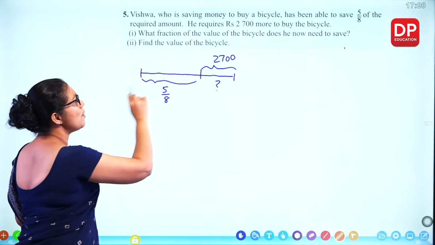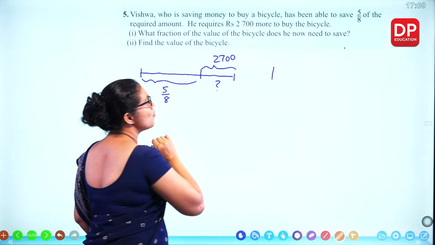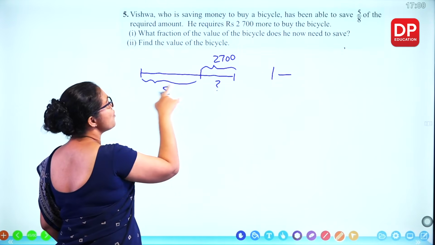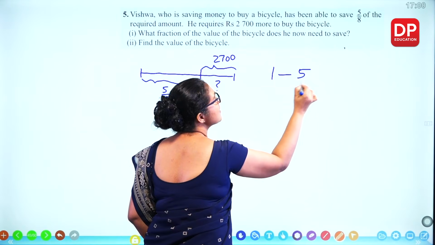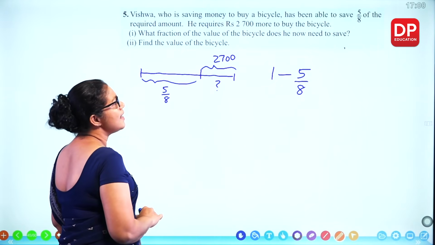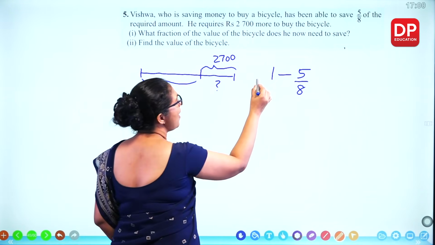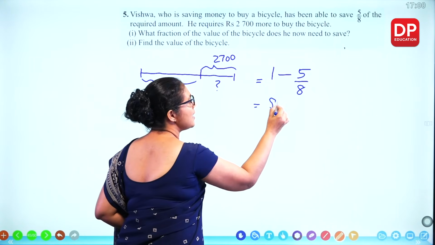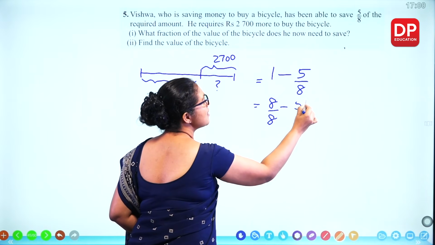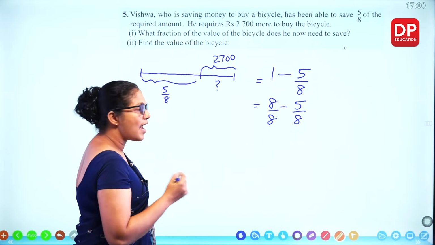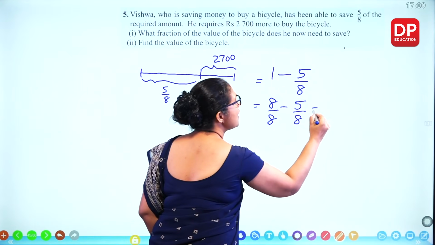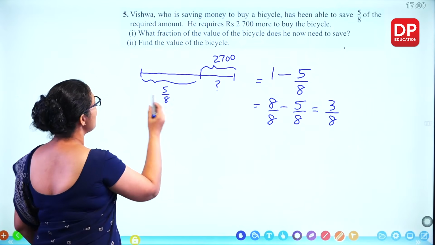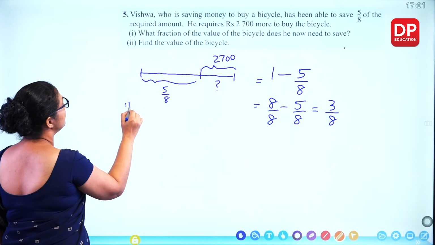So we know the full parts is 1. If you want to buy the bicycle, you need to subtract the amount he has. So 5/8 he has. So what's the remaining part? So you can again convert 1 to 8 over 8 minus 5 over 8. So when you subtract this, 8 minus 5 is 3. 3 out of 8. So this is the answer for the first part.